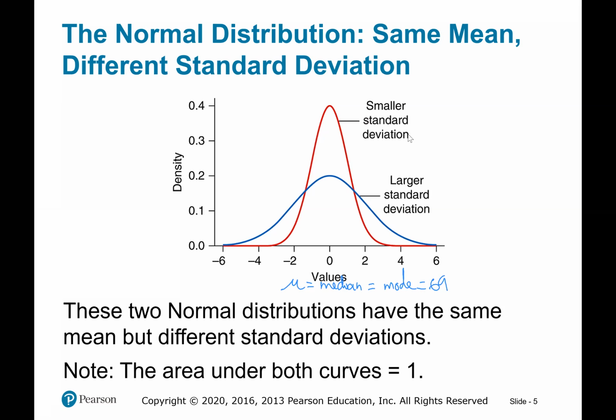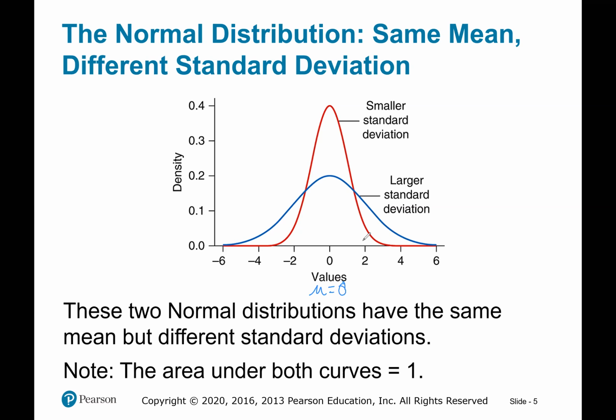So in this page, we have the normal distribution with the same mean but different standard deviation. These two normal curves have the same mean, which is 0. Okay, so the mean is 0. However, they have different standard deviations.